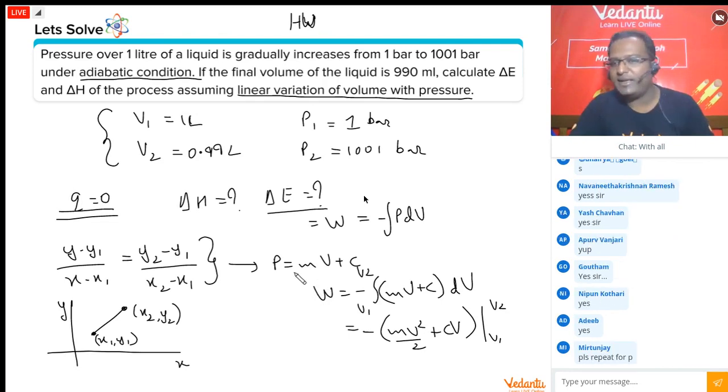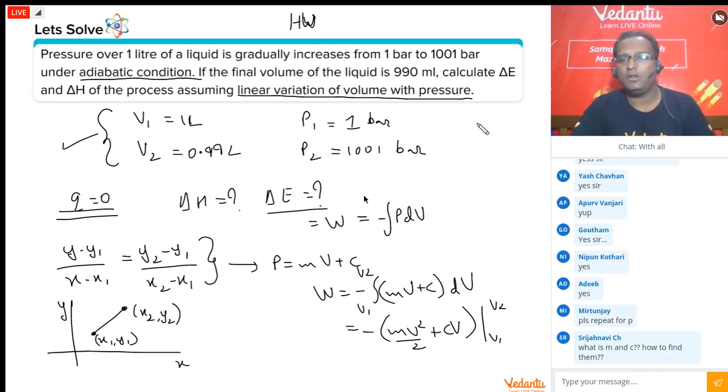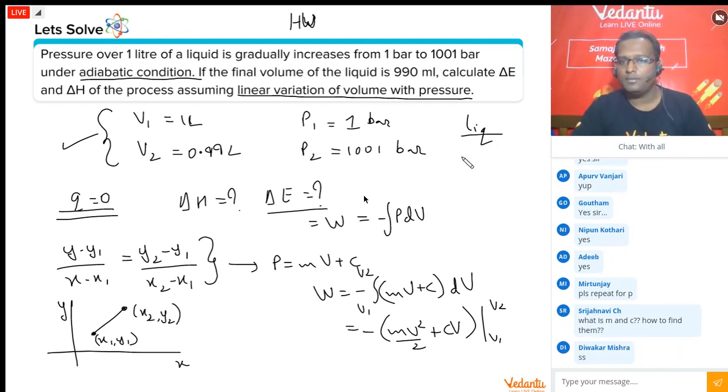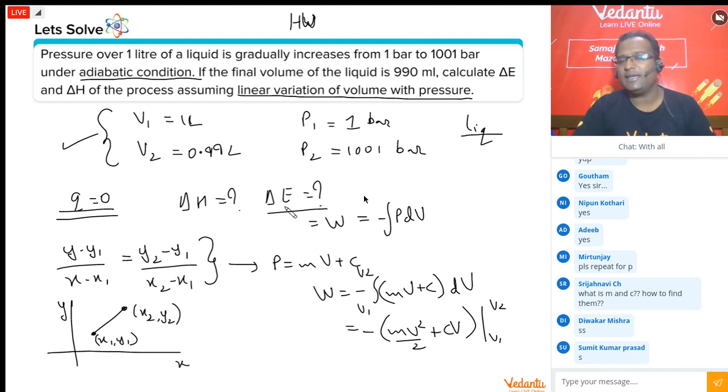I'll repeat the entire thing. This is the given set of data, and I also know it is a liquid. So PV equal to nRT went out of the window. I know this data. I know this Q is 0. I don't know delta H. I don't know delta U. But what I know is work done is minus integral P dV. But the problem is this integral can only be solved when pressure can be replaced by volume.